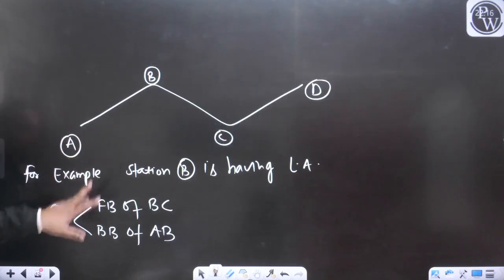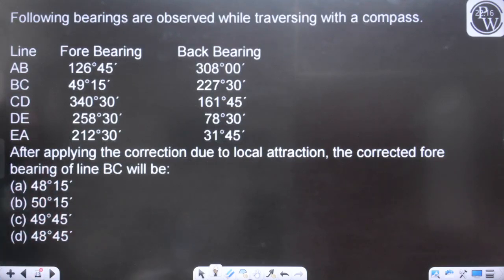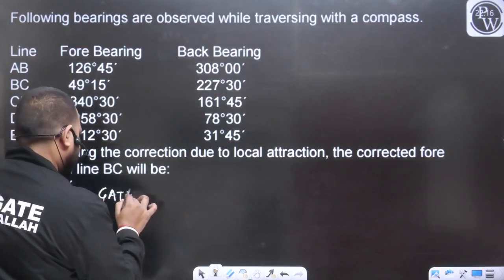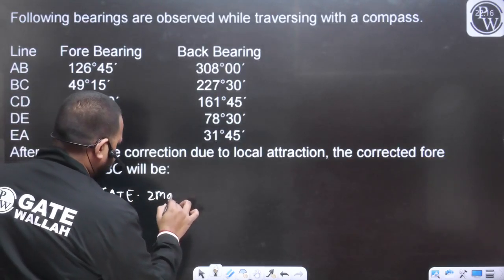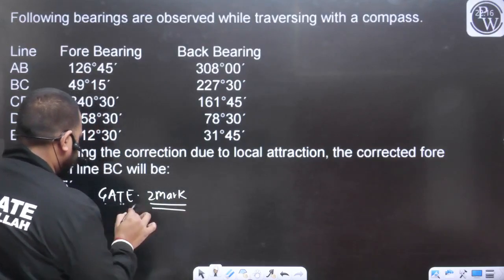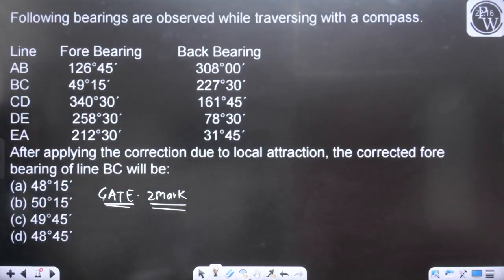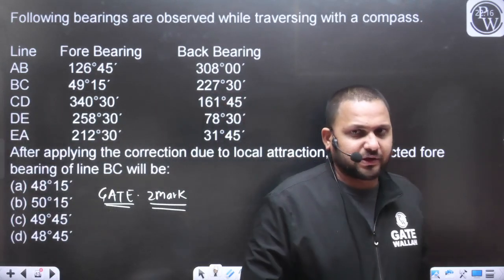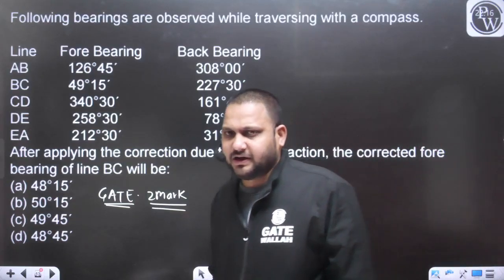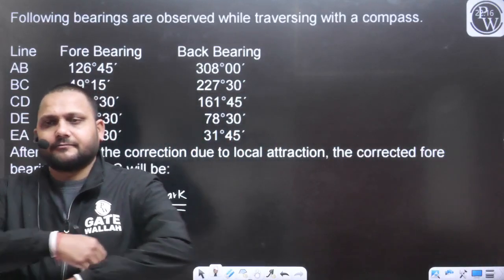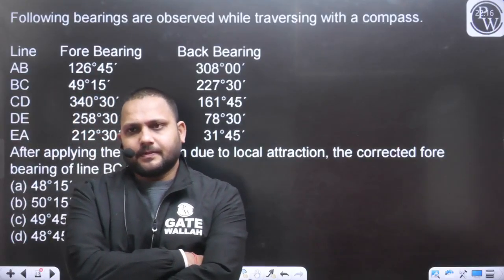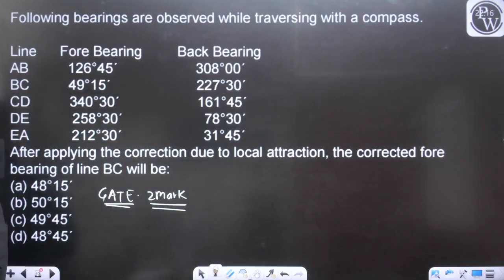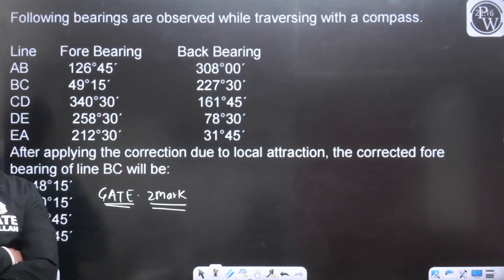This is the question that they have asked in your GATE exam. This is the GATE 2-mark problem, and this is the best problem from this topic, the local attraction. If you can solve this question, then you can say all your concepts related to local attraction are clear. This is the best question related to the local attraction. Now we will solve this question.